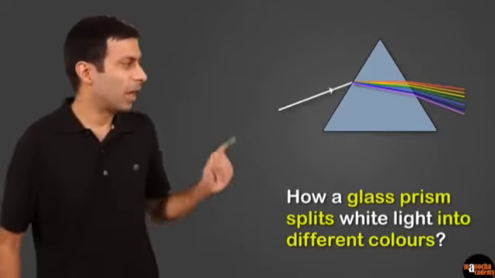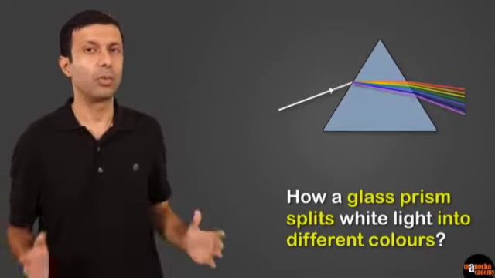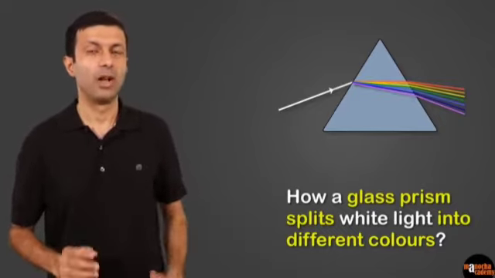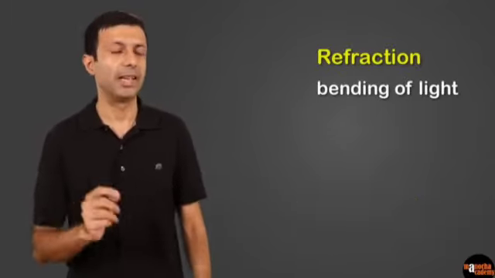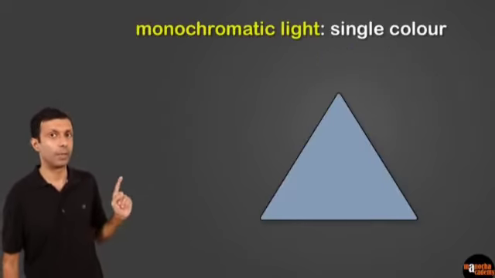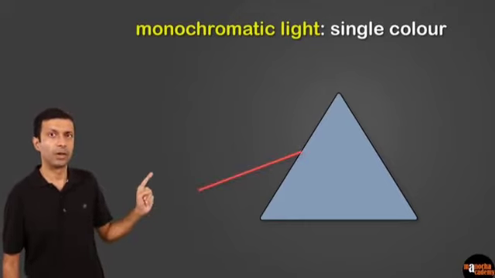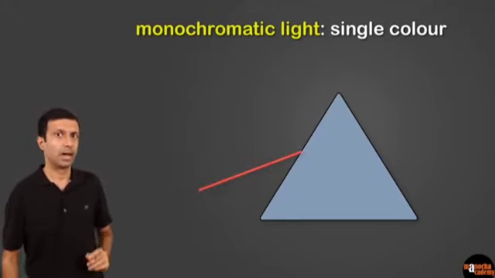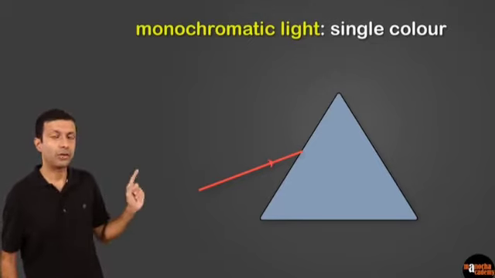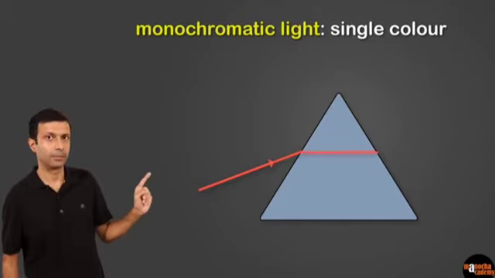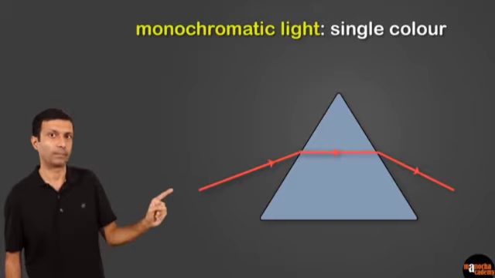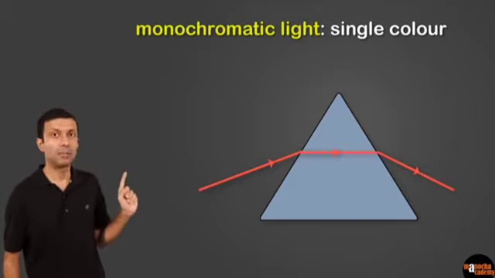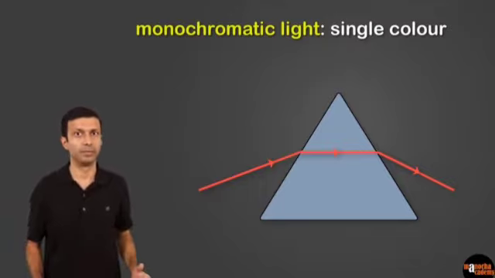Now let's understand how our simple glass prism is able to split the white light into different colors. For this, we need the concept of refraction. Remember, refraction means bending of light. So let's start off by shining light of a single color, known as monochromatic light, let's say red light here, onto our glass prism. And as you can see, the light is traveling from air to glass, so there's a bending or refraction there. And once again there's a bending when light comes out of the prism, so from glass to air. And as you can see, the red light is bending towards the base of the prism here.